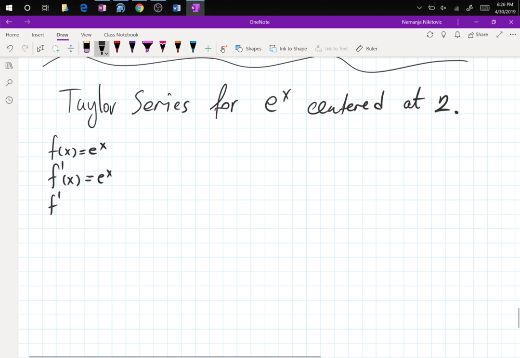Well, aren't they all e to the x? Mm-hmm. That's very convenient, right? Yes. Going on forever is just e to the x, e to the x, e to the x, e to the x.